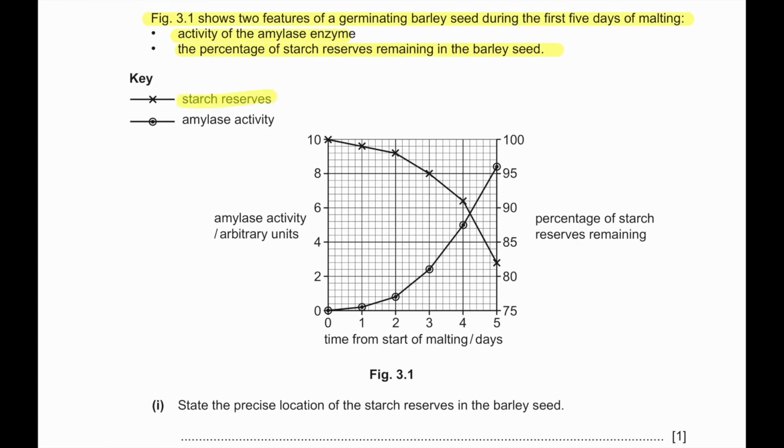So the starch reserve, we can see, is going from 100 to 82. And then we can see the activity of amylase in arbitrary units is going from 0 to day 5 at 96%. So the amylase activity in arbitrary units is 8.4.